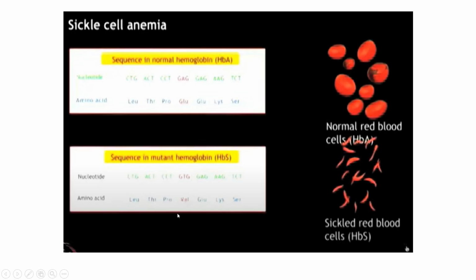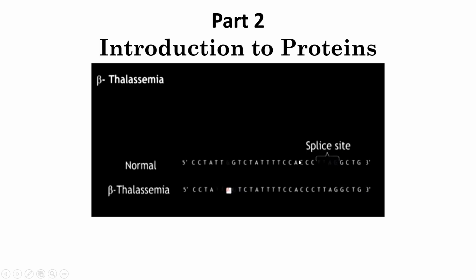In the introduction part, I might have missed that amino acids can be written in a three-letter code or a one-letter code. So Leu indicates leucine, Pro indicates proline, Glu indicates glutamine, Ser indicates serine, etc. So amino acids have different codes. It can be either a three-letter code or a one-letter code for identifying them.